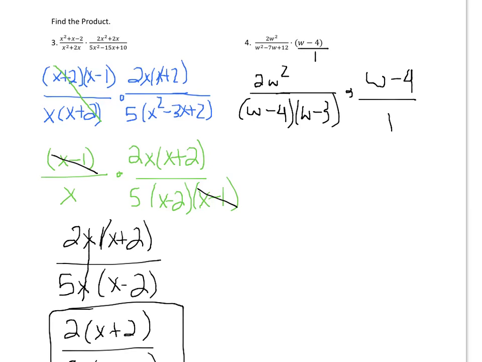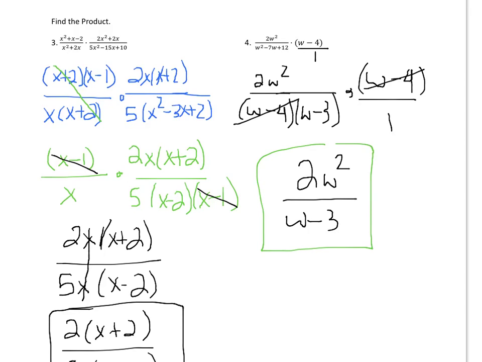Nothing we can factor over here. But see how we have w minus 4 and w minus 4? So those cancel out. You're left with 2w squared on the top. 1 times that, so w minus 3 on the bottom. So there is your final answer, factored form. Okay? Now we can't cancel this with one of these because that's w minus 3. It's not w times it, it's minus, so that doesn't work.